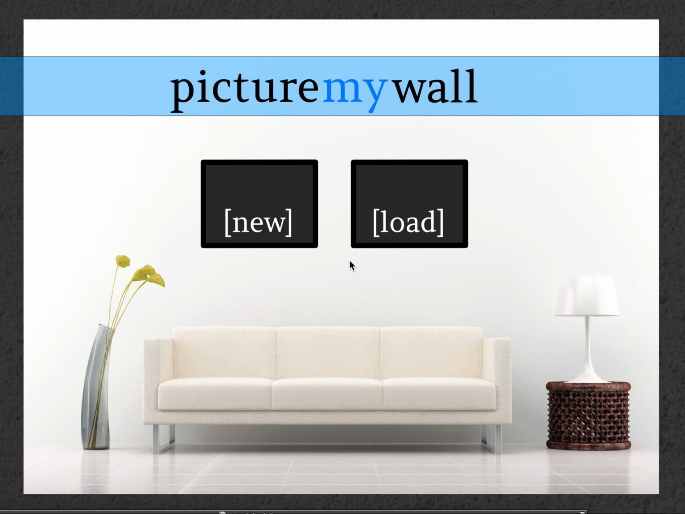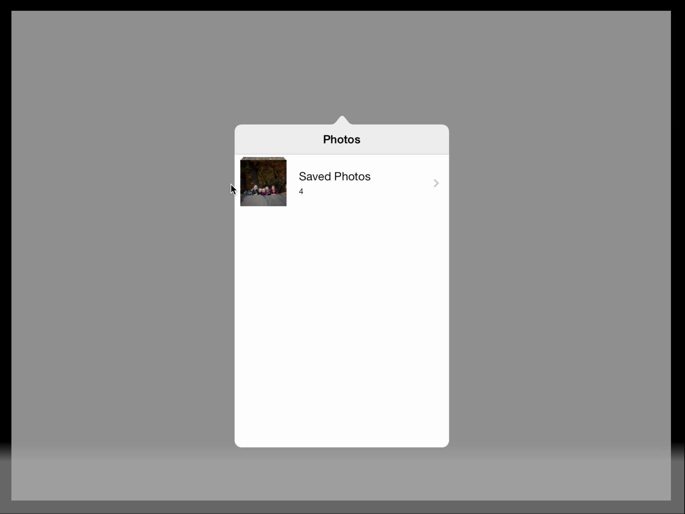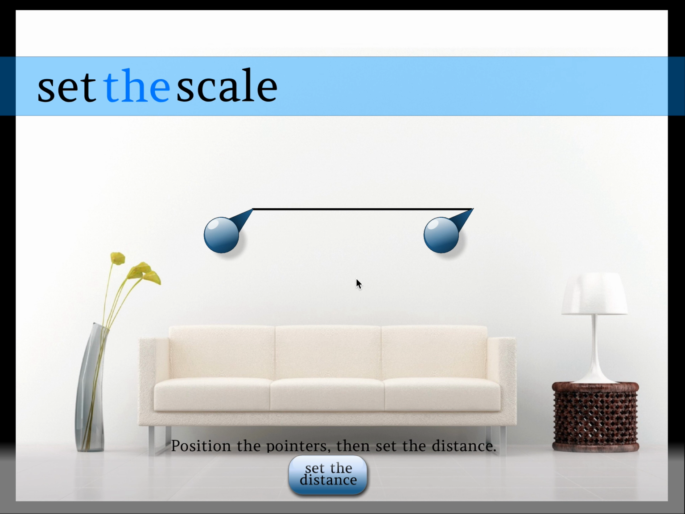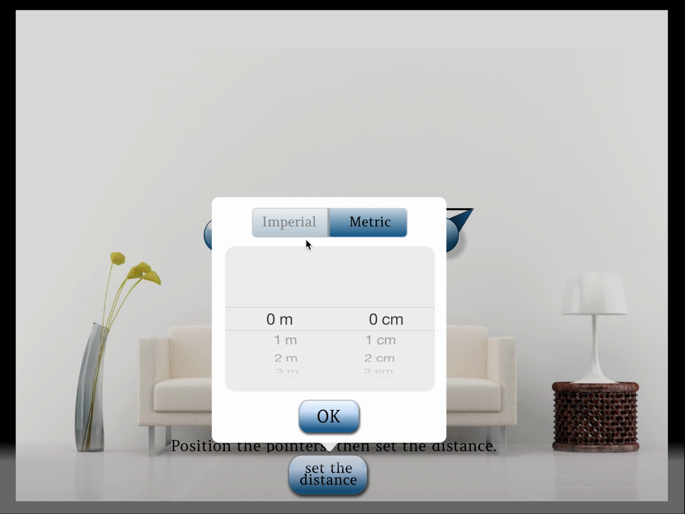Let's get started. If we hit new to start a new scene, select our background, same as before, position our pointers to a known distance and hit set the distance, we run into our first big change, which is the ability to set the distance between the pointers in either feet and inches or in meters and centimeters.